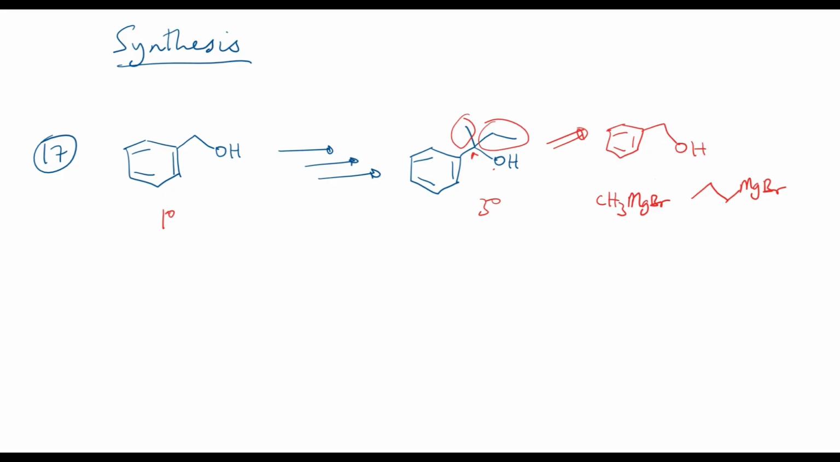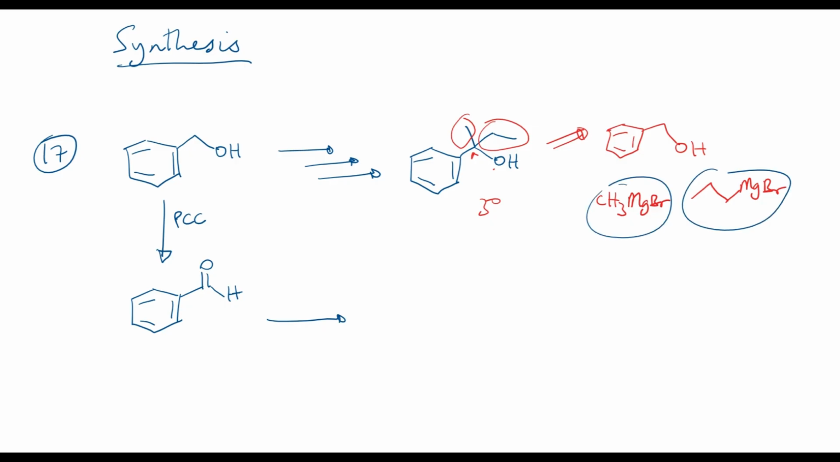Now let's begin our synthesis. The first step will be to convert the primary alcohol into a carbonyl compound. I will need to use a mild oxidizing agent, preferably PCC, pyridinium chlorochromate. So this will convert the alcohol to an aldehyde. Next, I will then react this with, I could start with any of these Grignard reagents. Let's start with the methyl group.